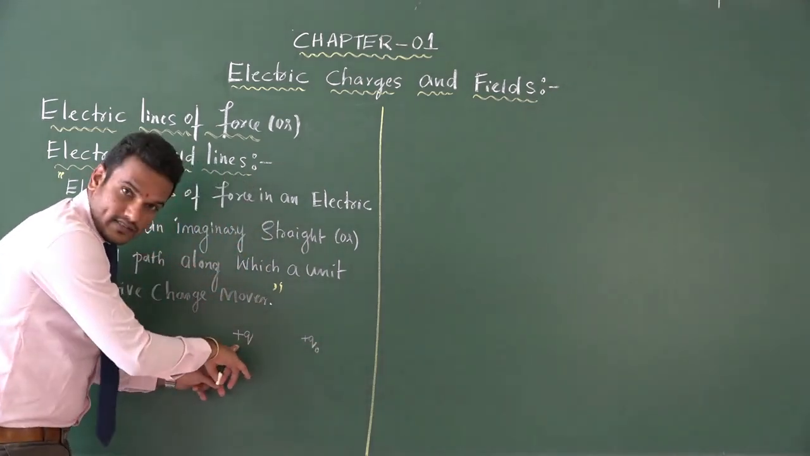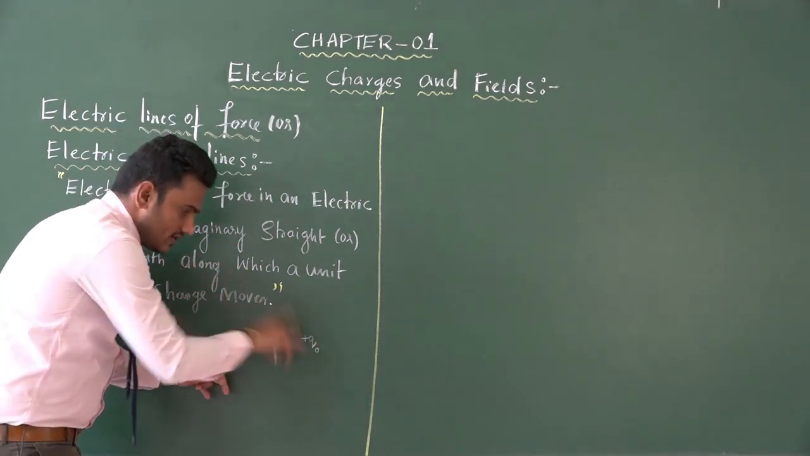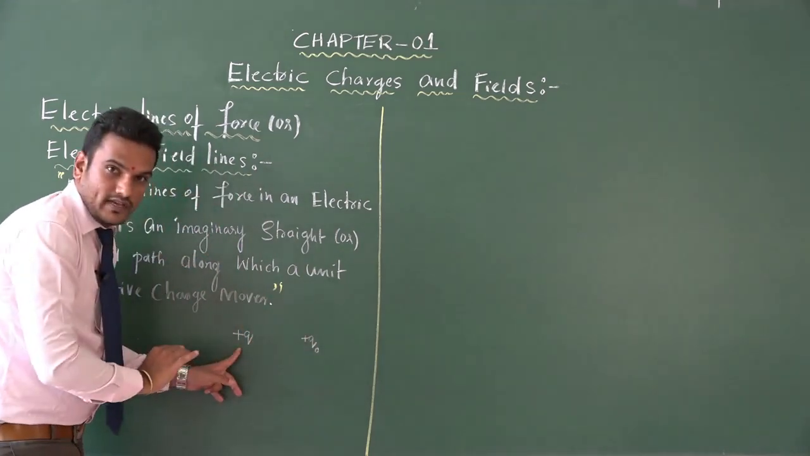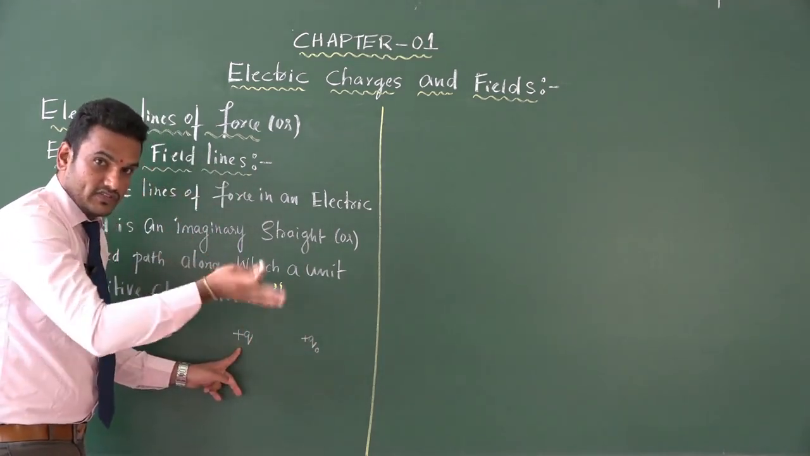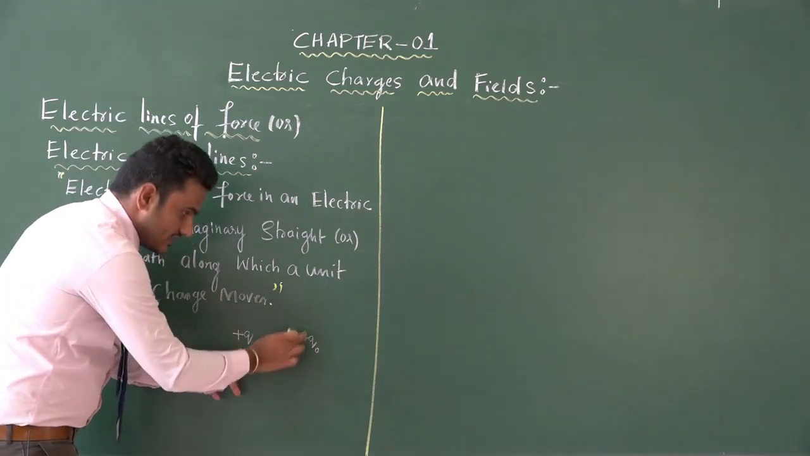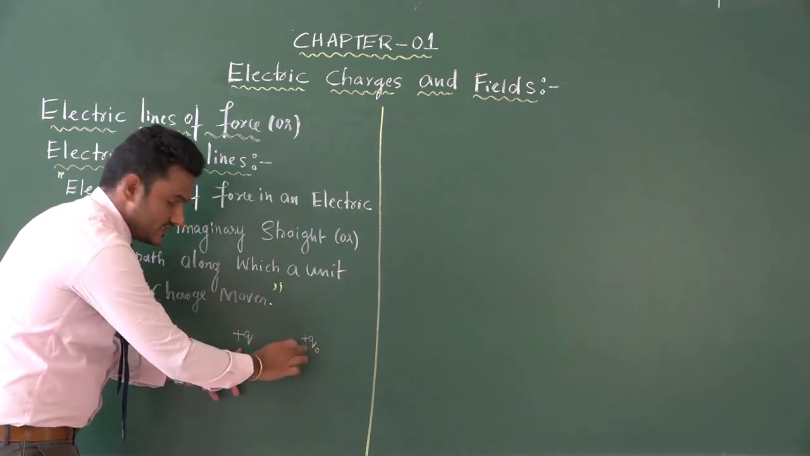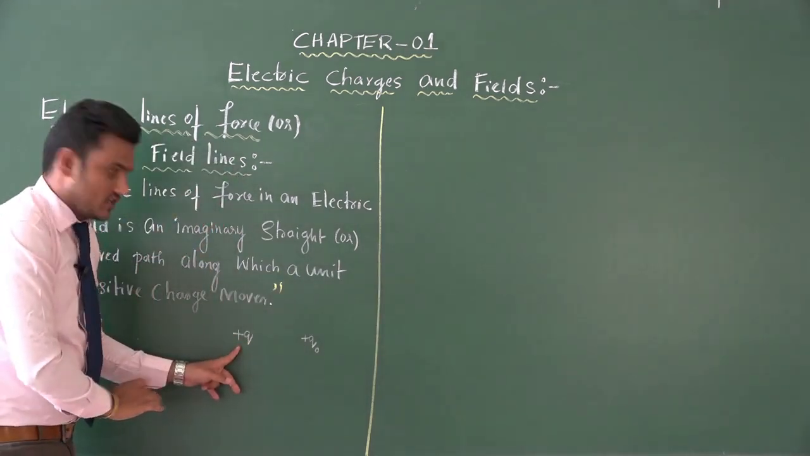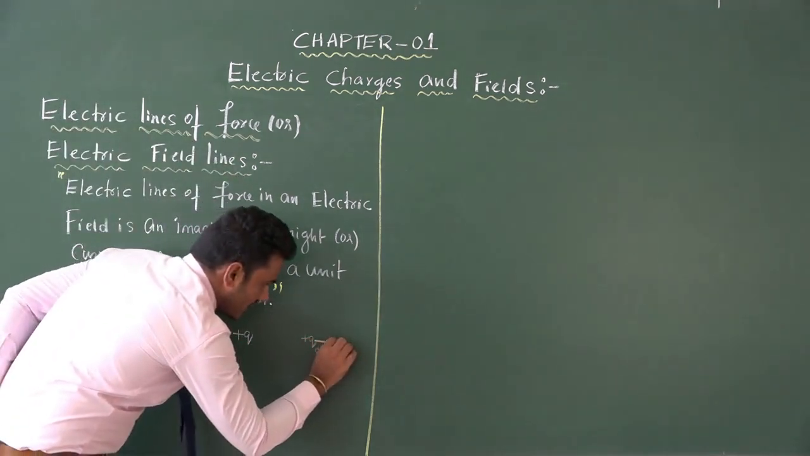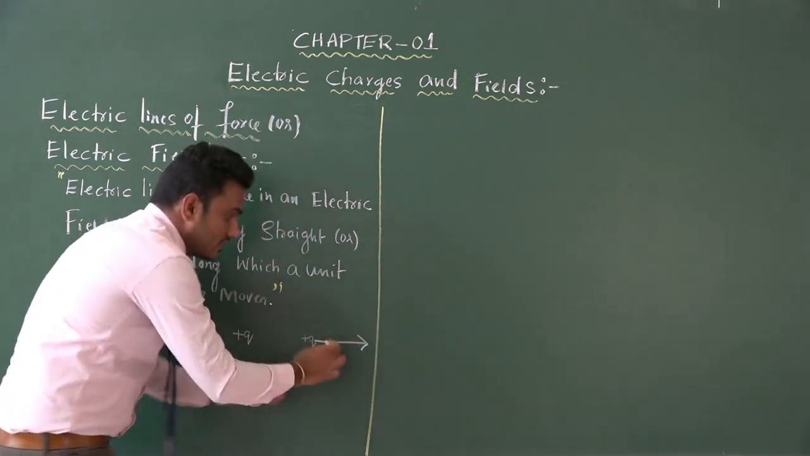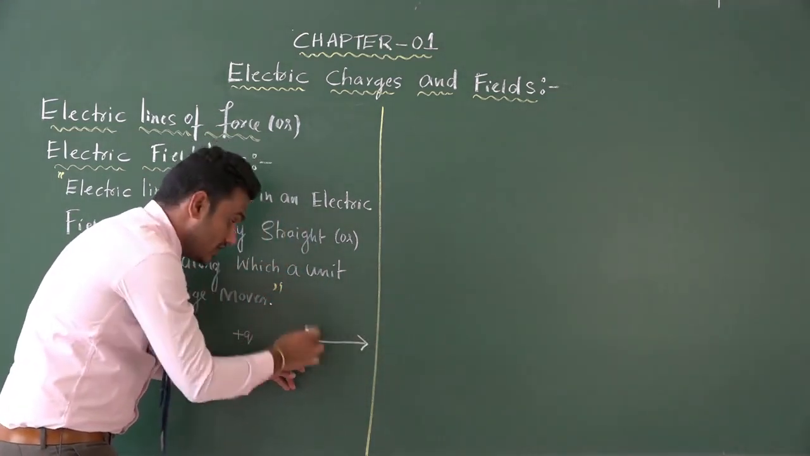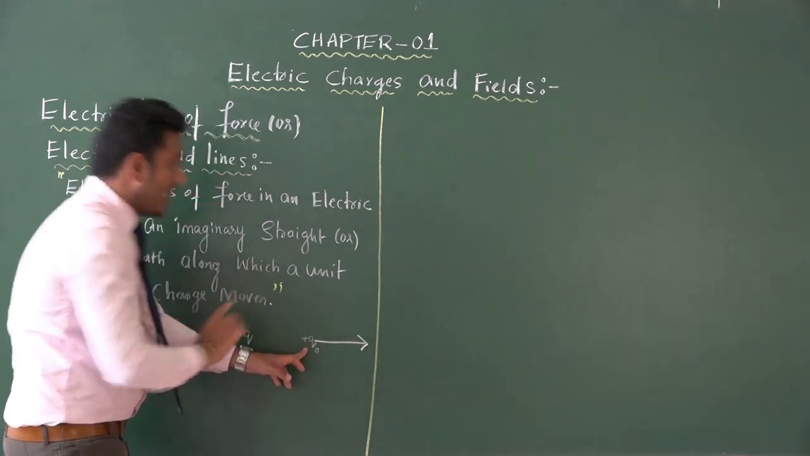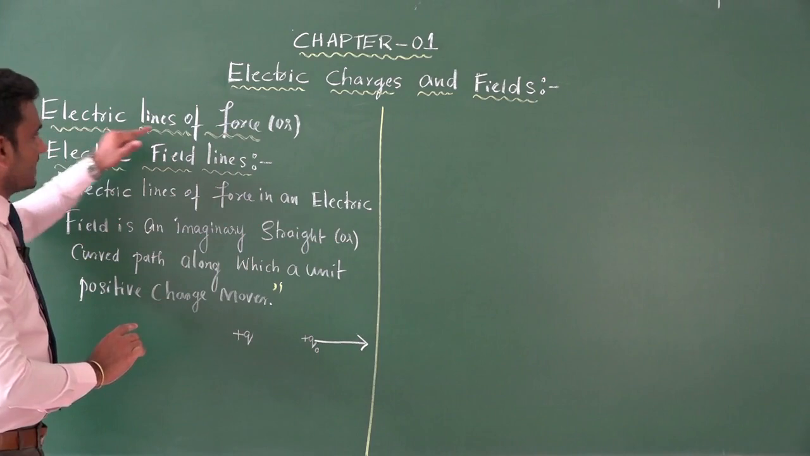Here also I consider a positive charge, and here also I am bringing a unit positive charge. What is the nature of the force between them? Definitely there is a repulsive force, which means this unit positive charge moves away from the positive point charge, means they start moving like this. Along the direction of motion of the unit positive charge, I am drawing imaginary lines. That imaginary line is nothing but electric field lines.